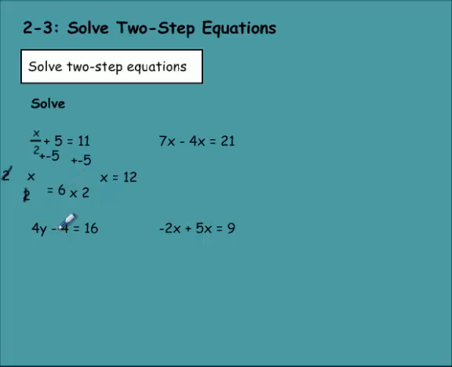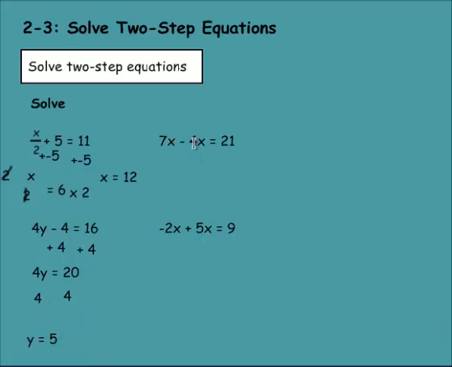So we would solve this one first, add the opposite, which would be positive 4, and then do that to both sides. So I add 4. So we'd be left with 4y equals 20. Divide both sides by 4 now. So that'd be 1y equaling 20 divided by 4, which would be 5.